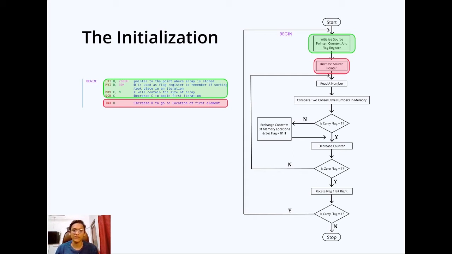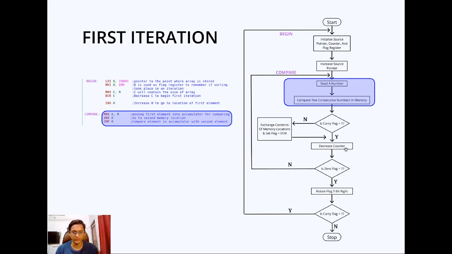Now we are decreasing C to initialize the first iteration. Okay. Increase H to go to the next memory location that is 2001H, that is the position of the first element of the array, the first iteration. Now we would go through the comparing phase of this program. First we will move the contents of memory location M to the register A so that the first element of the array is stored in the accumulator A.